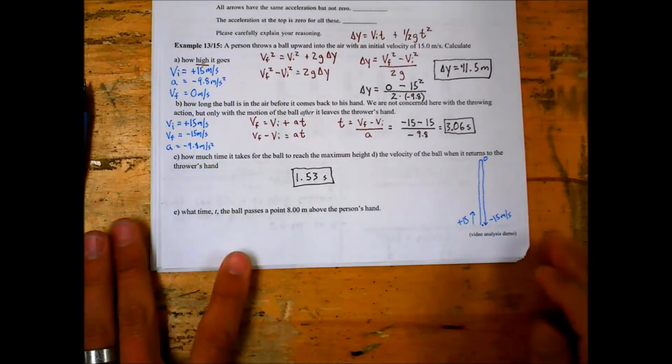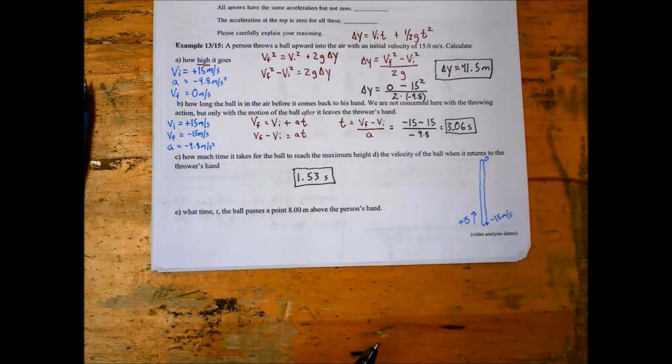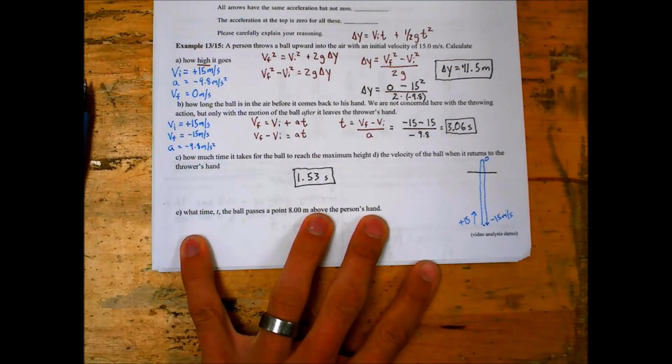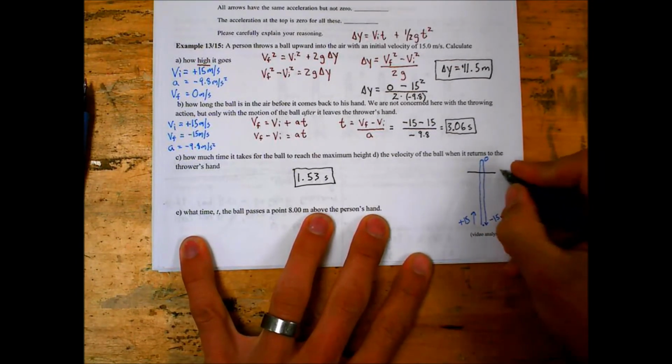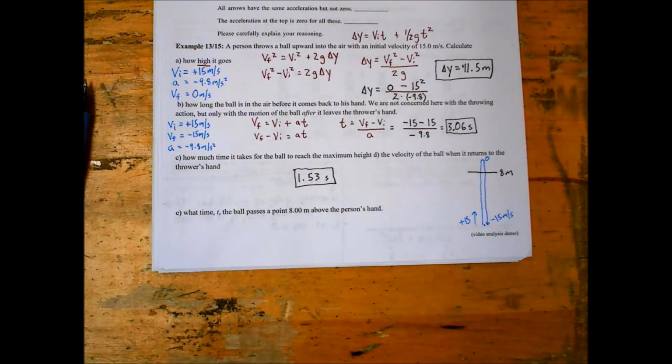Alright, now part E, this is kind of a little bit of a challenge. At what time does the ball pass a point 8 meters above the person's hand? Okay, now that is actually going to happen 2 times. Okay, what's my maximum height? 11.5. Alright, so right here, 8 meters. So there's going to be 2 times where the ball is at 8 meters.